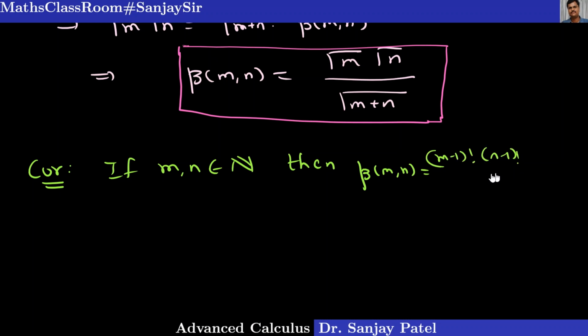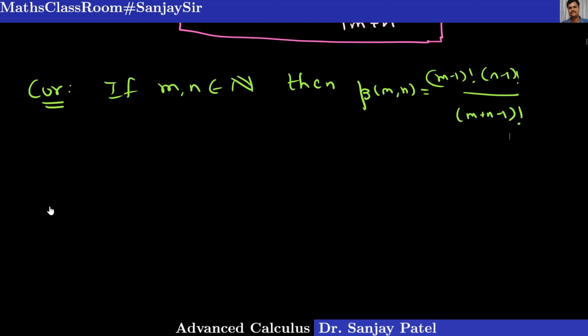then beta of m comma n we can write as (m minus 1) factorial times (n minus 1) factorial upon (m plus n minus 1) factorial, which is obvious because we know that if m is a natural number, then the value of gamma m is (m minus 1) factorial. So it follows from that very basic result. Nothing to prove actually, but these formulas are very useful in computing the value of beta functions.